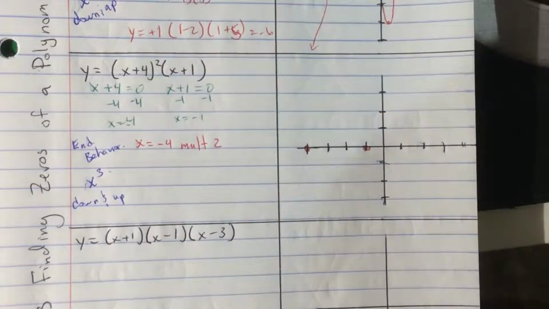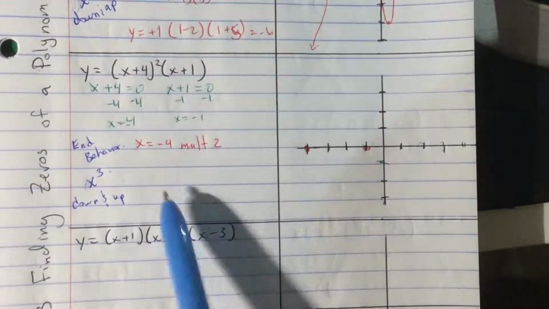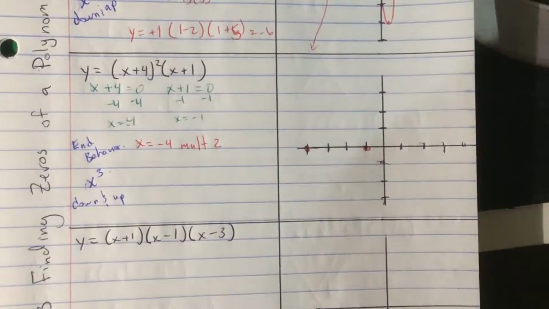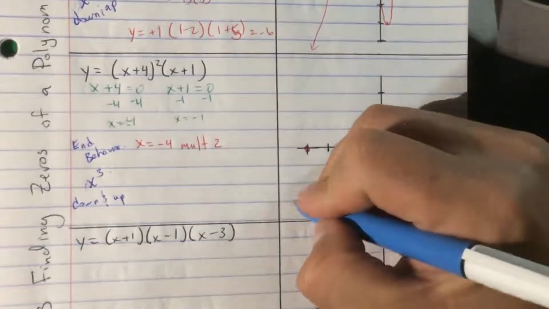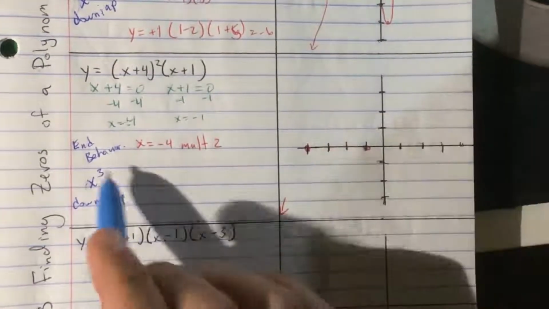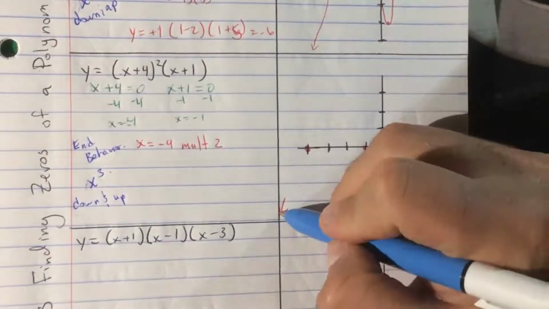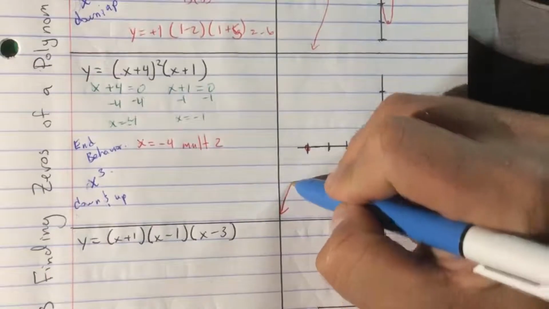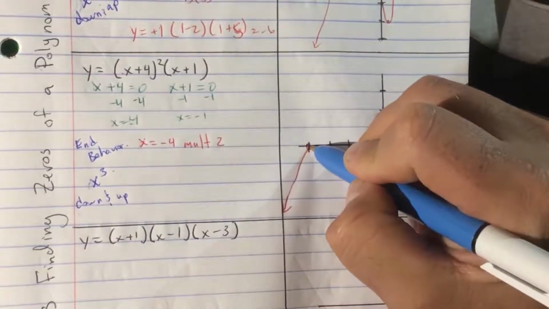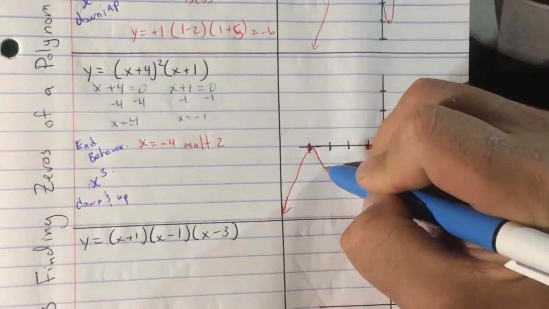Sorry about that. So what I was saying, because it has multiplicity 2, that means it's kind of just going to touch. So it's still going to be coming from the bottom, just like the end behavior states. It's going to be coming from the bottom and then going up. But what's actually going to happen is it's going to go up, just touch the axis, and then come back down.